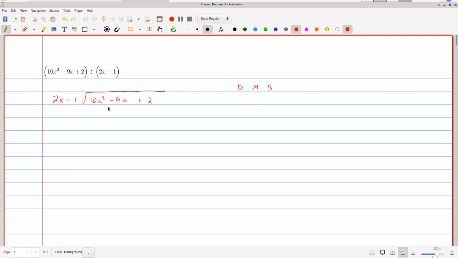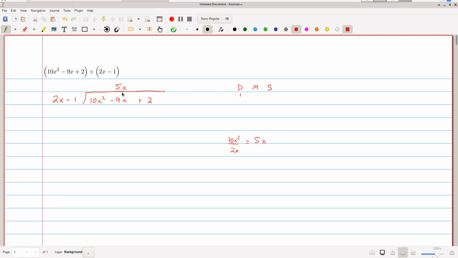So we start by dividing the lead terms. 10x squared divided by 2x. When we divide these out, 10 divided by 2 is 5, and we'll reduce one of the x's, so we've got 5x. Let's line up the like terms, so 5x goes on top, and that's the first division step. Then we go and multiply.